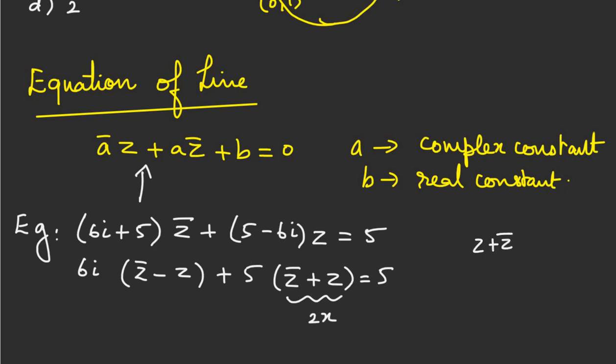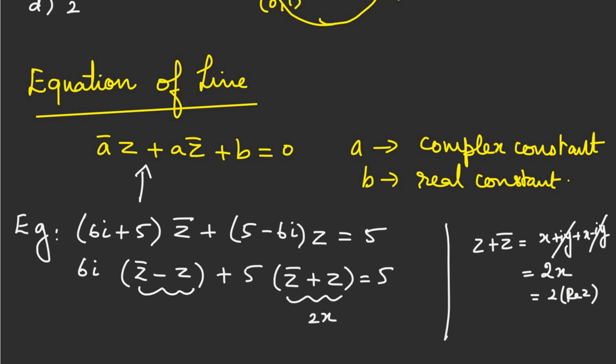Z plus z bar: let z be equal to x plus iy. Z bar is equal to x minus iy. Now this is equal to x plus iy plus x minus iy, and the iy terms go off. This is equal to 2x, which is equal to 2 times the real part of z. So this value is equal to 2x.